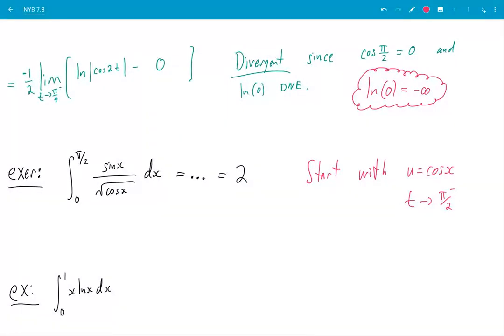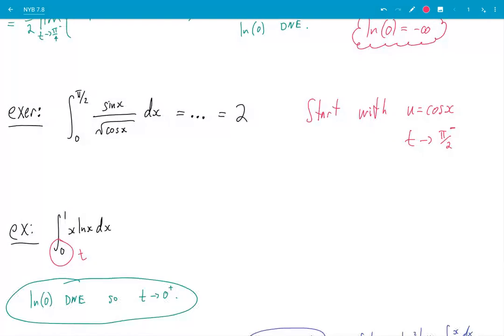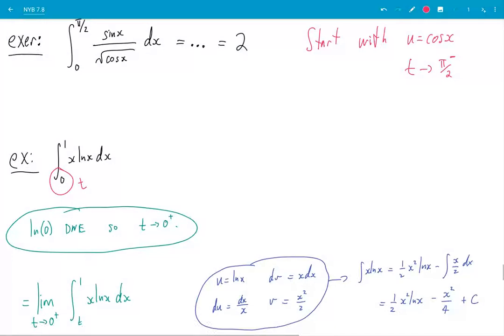Okay, x ln x. Here's a case where we don't have a denominator, but there is an asymptote. ln of 0 does not exist. It's the minus infinity I talked about up here. So that's my problem spot. So I'm going to put my t for my 0, which is saying this blue or green circle here.